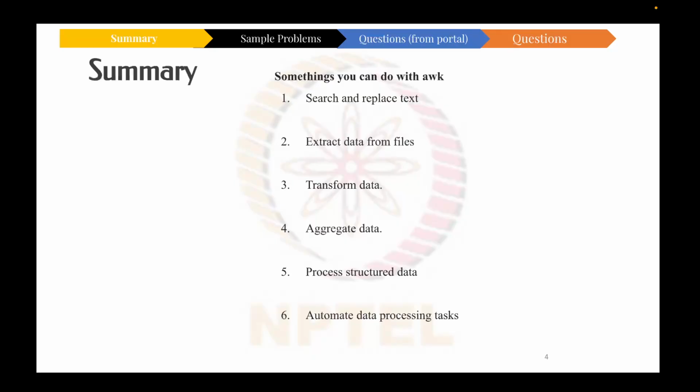Third one is transform data. awk allows you to perform a wide range of data transformations such as converting text to uppercase or lowercase, removing or adding characters, or reformatting the text data into a different structure. This can be useful for tasks such as data cleaning or preparation.